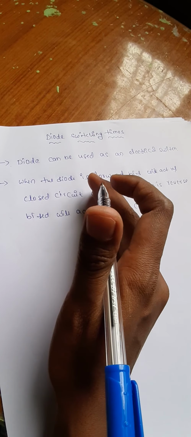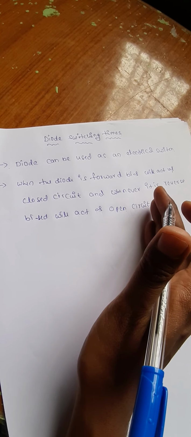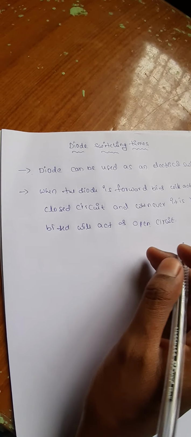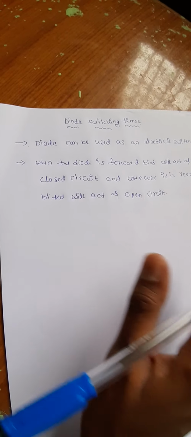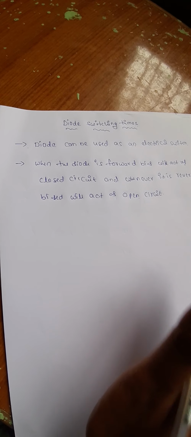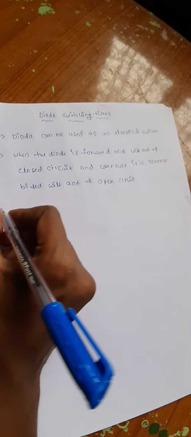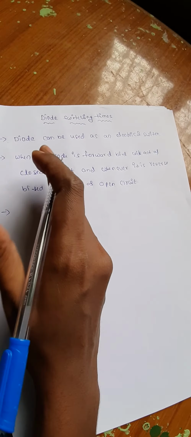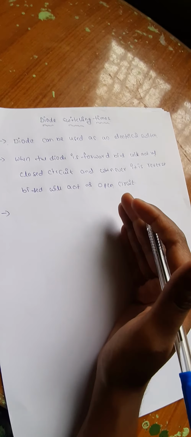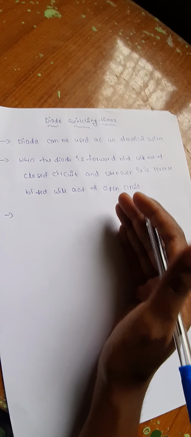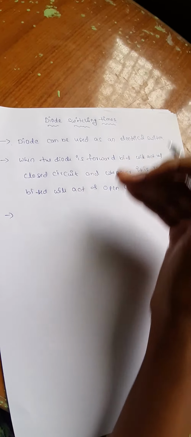Under forward bias condition it will act as a closed circuit, and under reverse bias it will act as an open circuit. Hence the change of forward and reverse bias states makes the diode work as a switch. The change of states from forward state to reverse state indicates the diode acting as a switch.